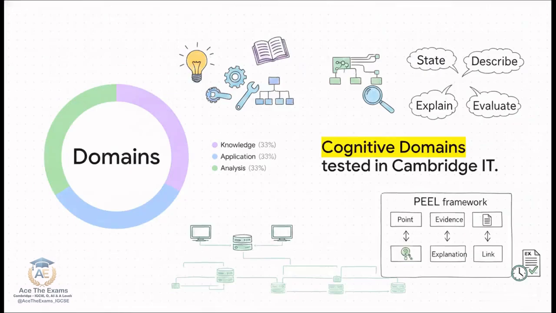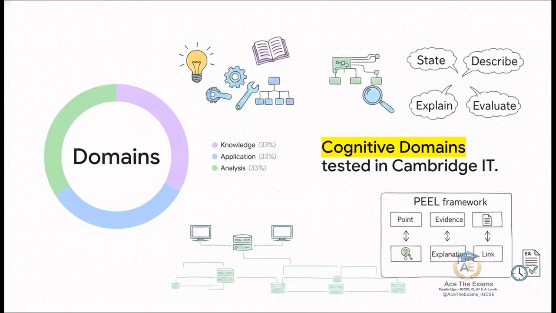The assessment objectives for computer science target these three distinct cognitive domains, meaning memorization alone is never, ever enough. Take a look at these three slices on the screen. The first slice is knowledge and understanding. That is your basic recall. That's remembering what an IP address is. But the marks quickly scale up into the next two slices, application and analysis.